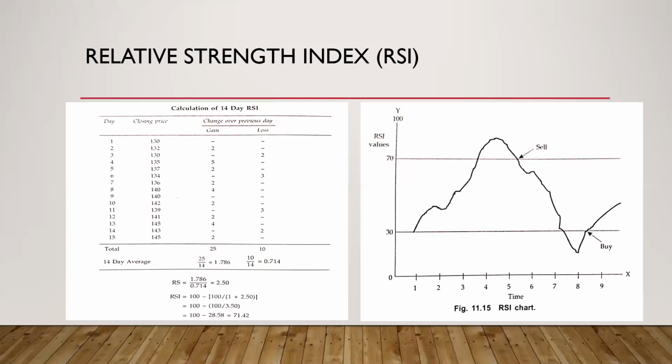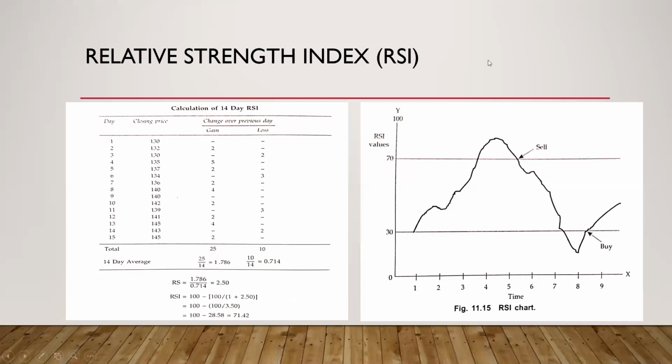Now, to calculate the relative strength, you have to divide the average gain by the average loss, and you will get 2.50. So you have calculated the RS value. Now, to calculate the RSI of the 14 days, 100 minus 100 divided by 1 plus the RS, which we calculated, that is 2.50. And you'll get the answer as 71.42.